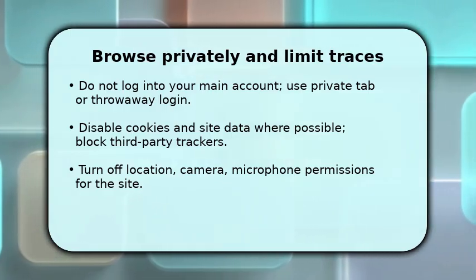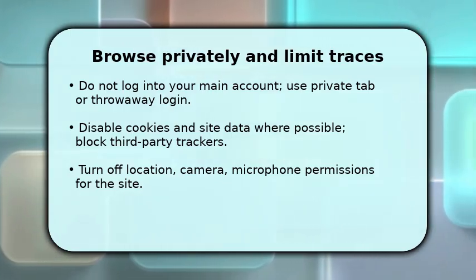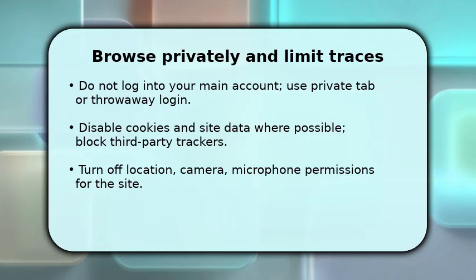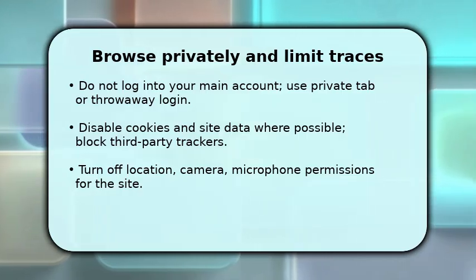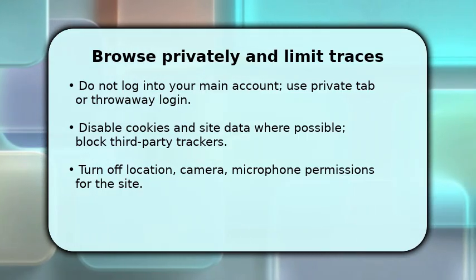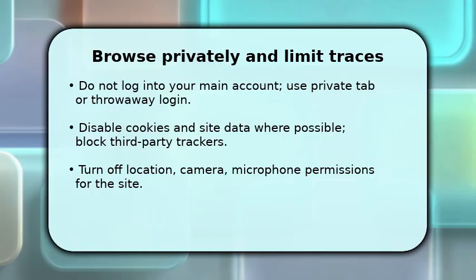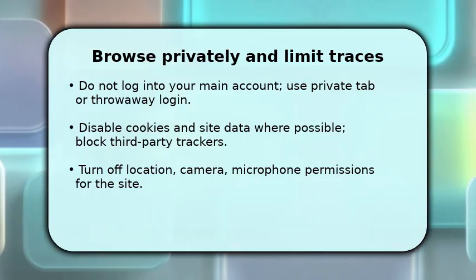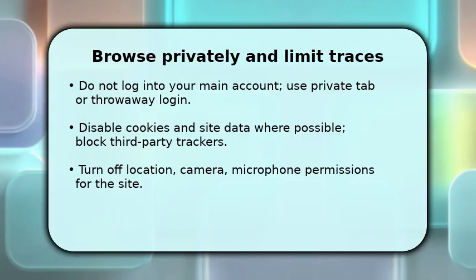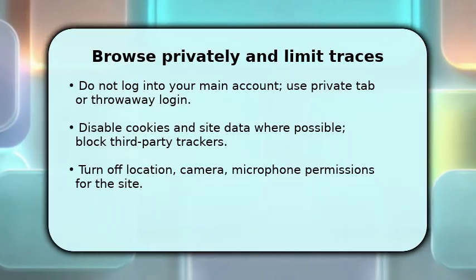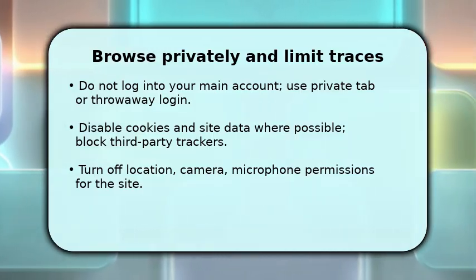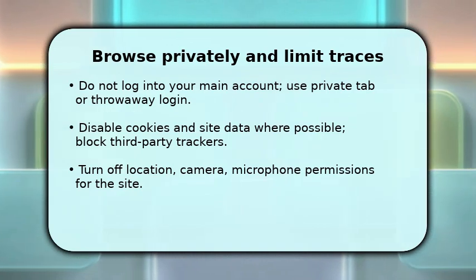Disable cookies and site data in the browser settings for that tab and enable tracker blocking to reduce fingerprinting. Make sure location, camera, and microphone permissions are denied for Instagram. If you must open content in the app, exit the private browser first and clear any cached data after to avoid linking sessions. These steps reduce stored traces and cross-session tracking.